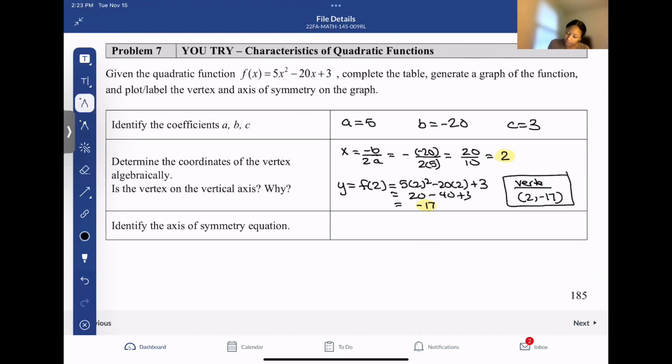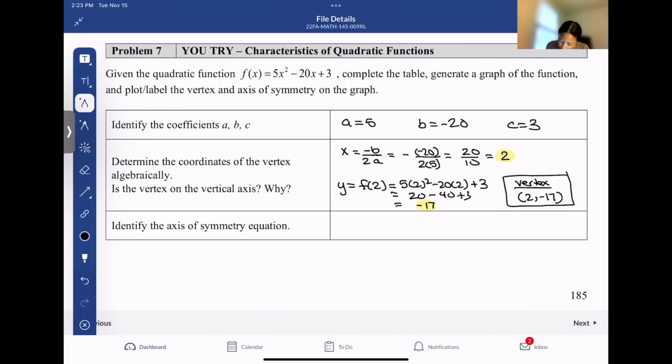So use negative b over 2a to find x. Once you find that, plug it into the function to find y, and then write out your ordered pair. Also, the last part we've already done: finding the axis of symmetry. Remember, that's the exact same as finding the x-coordinate of the vertex, except you want to keep the x equals part because you have to write it as the equation of a line.